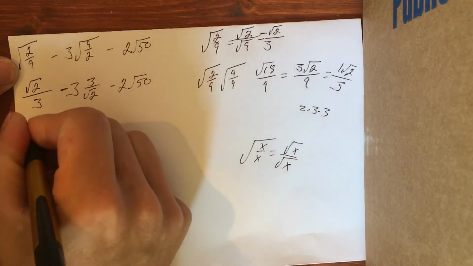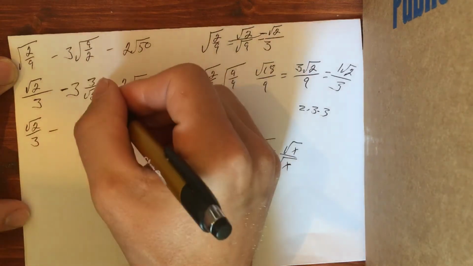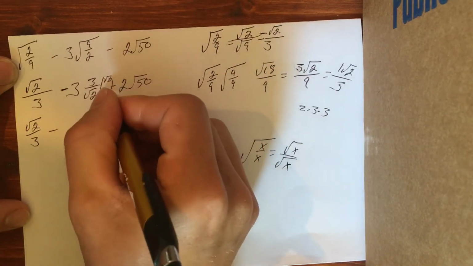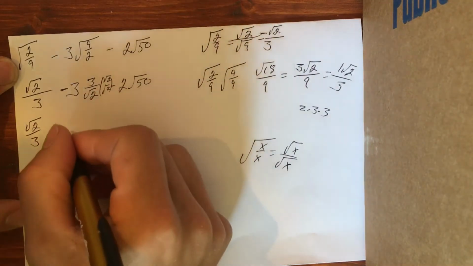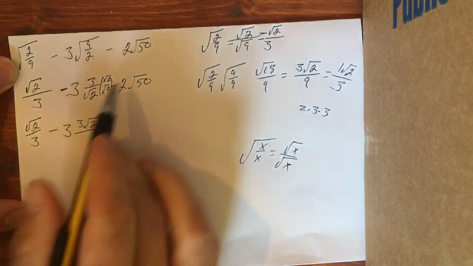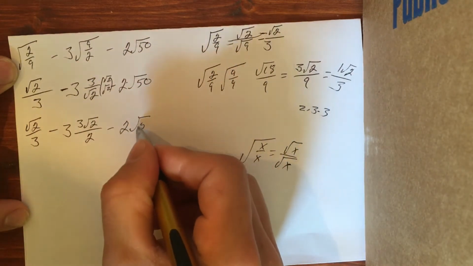I'm going to copy this one straight down: square root of 2 over 3 minus, and we're going to multiply this one by square root of 2 over square root of 2. And we get 3 and 3 square root of 2 over, square root of 2 times square root of 2 is 2, minus 2 square root of 50.